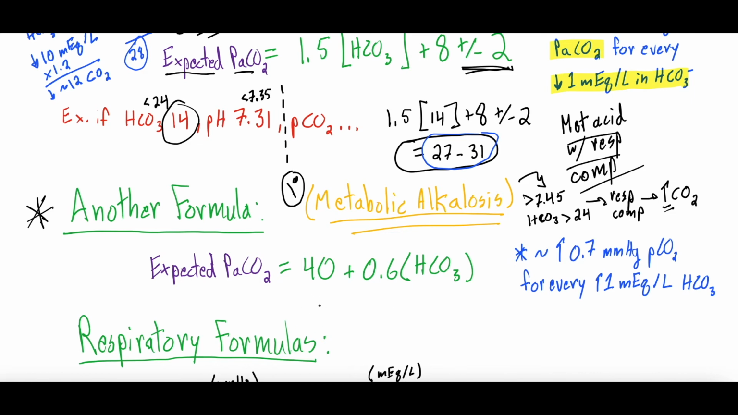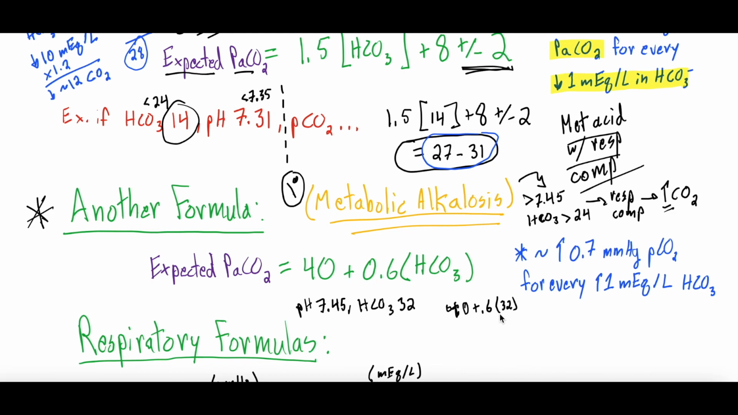So if we just do, let's see, we can just make up a problem right now. So the pH is going to be 7.50. The bicarb is going to be high, right? Because it's a metabolic alkalosis. 24 is normal, so we're going to say the bicarb is 32. So if we do this equation, 40, plus 0.6 times the bicarb, which is 32. And to be fair, this is not appropriately compensated because the pH is not about normal. So we're going to change the pH to show that it's compensated. So the pH is 7.45 with the high bicarb.